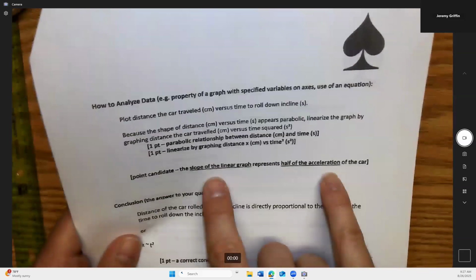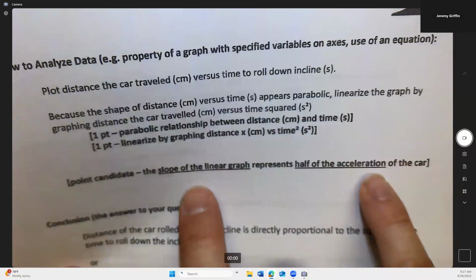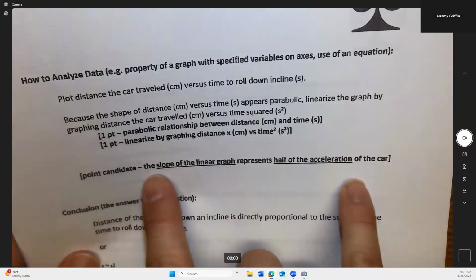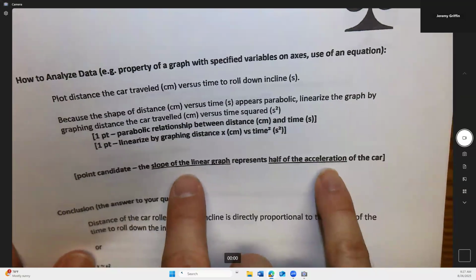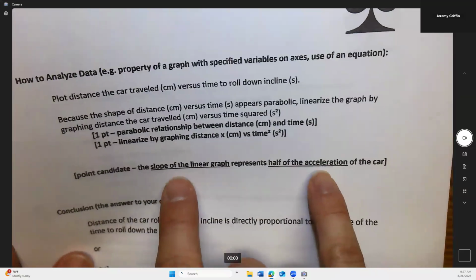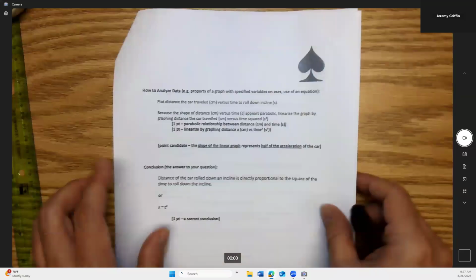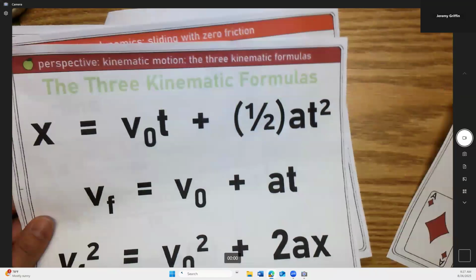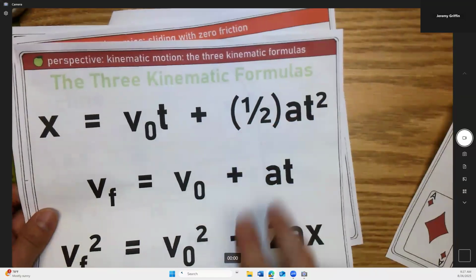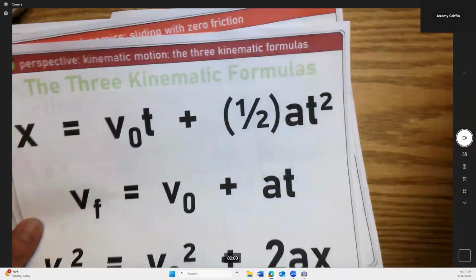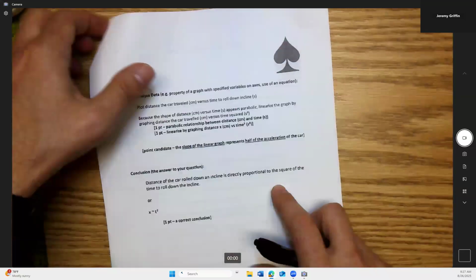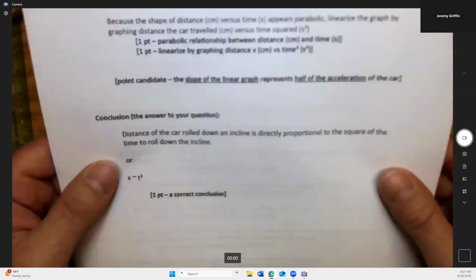Okay. This next point, well, you wouldn't really expect to know this. I put it in brackets. At this point in the class, I kind of went over this with you guys. It turns out that the slope of the graph represents half of the acceleration of the car, and I can back that up with my kinematic equations because that takes place as 1/2 a here. Right. Now, by the time May rolls around, you would be expected to know that, but at this point in the class, no. Okay, so, right, and then conclusion.